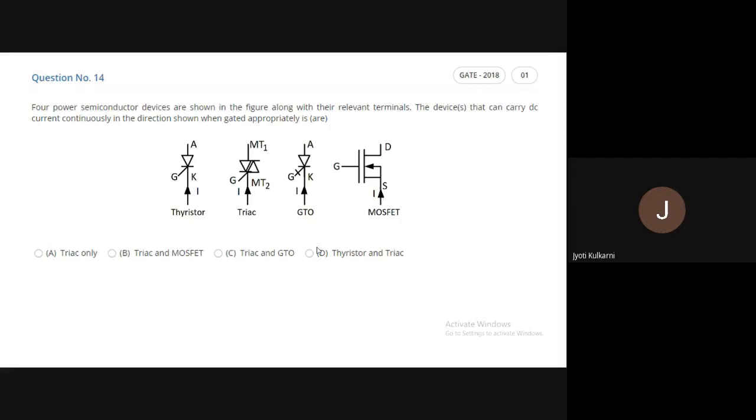Triac is one device. MOSFET and triac. MOSFET and triac. Very good answer. Who is that fellow? Yes, your good name, please.